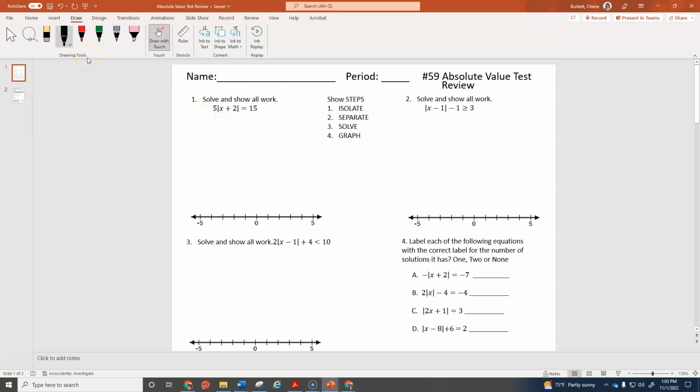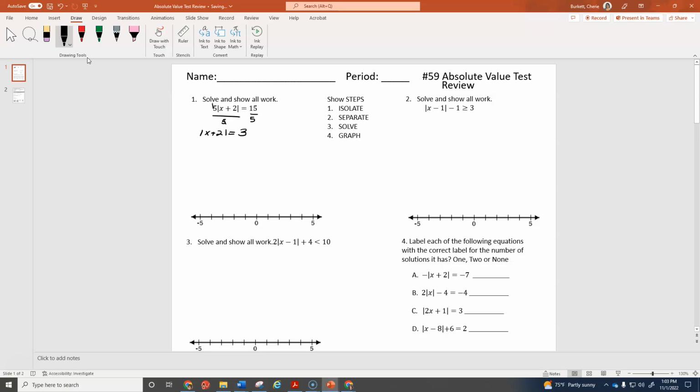What is the 5 doing to the absolute value bars? It's saying 5 times. Divide both sides by 5. So the result of isolating is the absolute value of x plus 2 is equal to 3. So this is the result of step number 1.